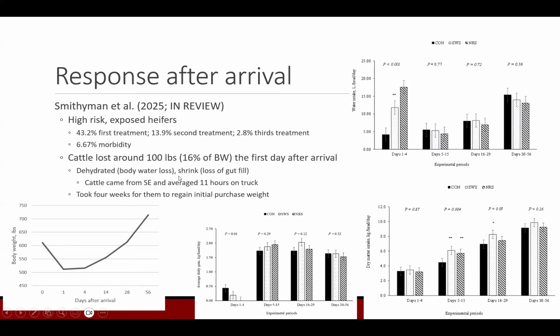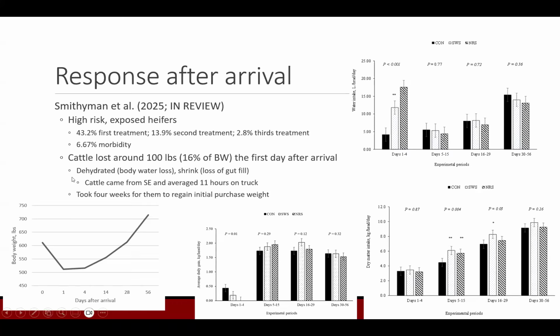These heifers lost 100 pounds, so that's 16% of their pay weight. That's crazy. Okay. So this was their pay weight, right around 625. After arrival, day one, they weighed 525. Okay. So they lost 16% of their body weight during that transportation.